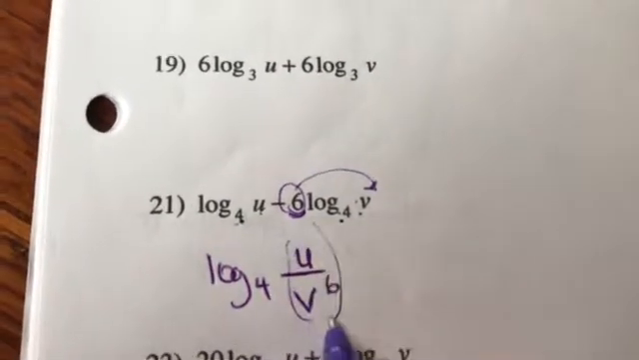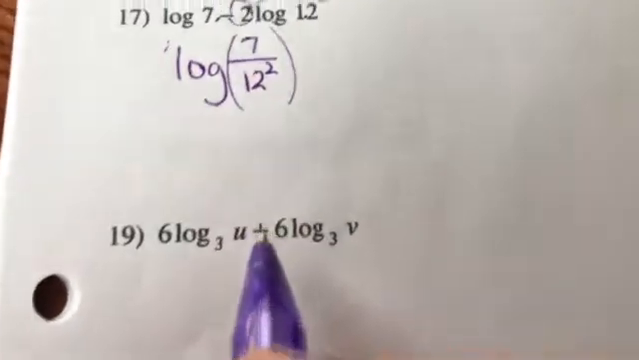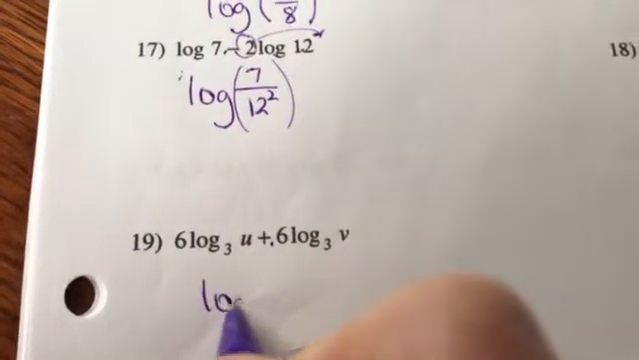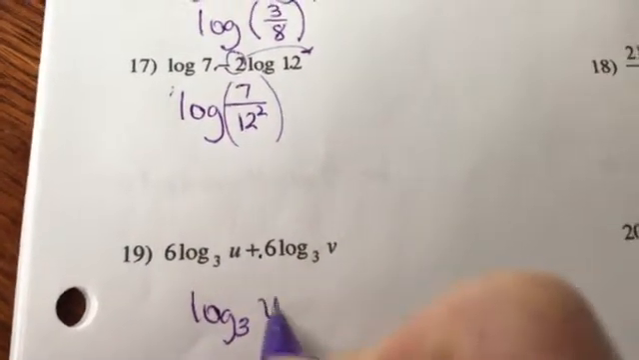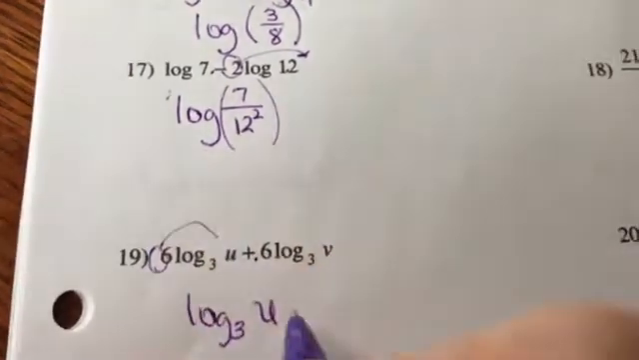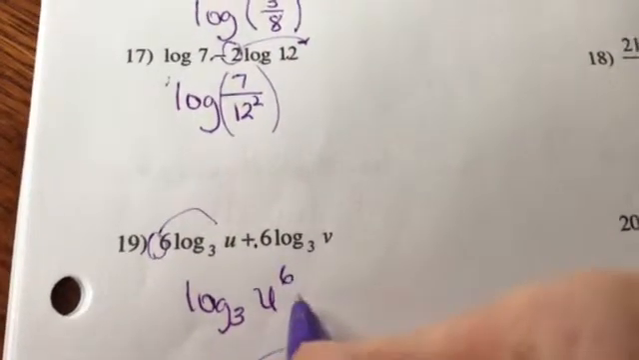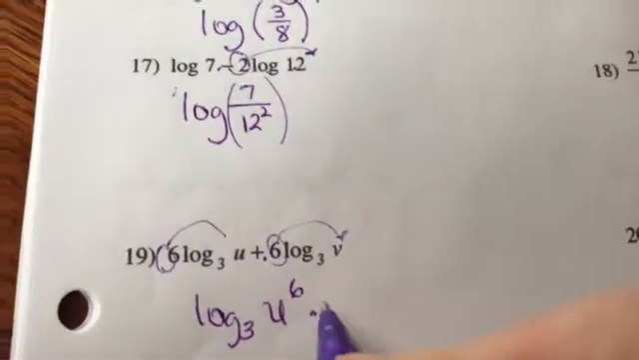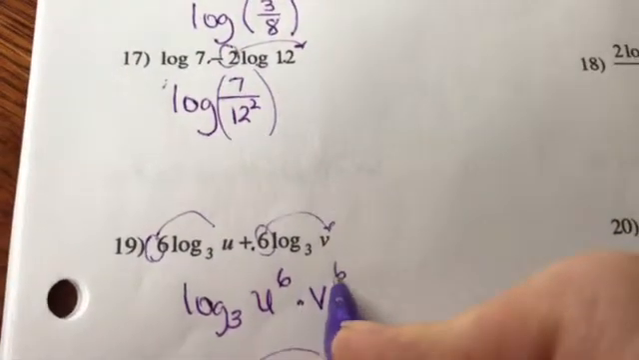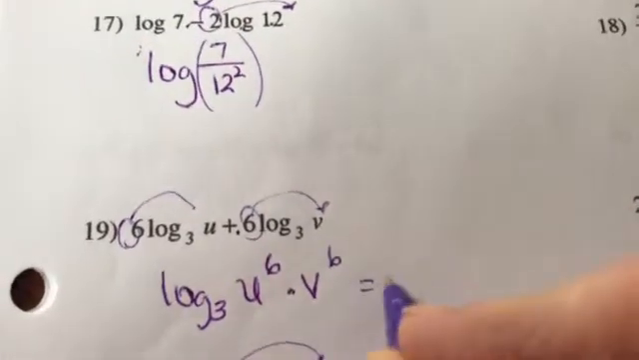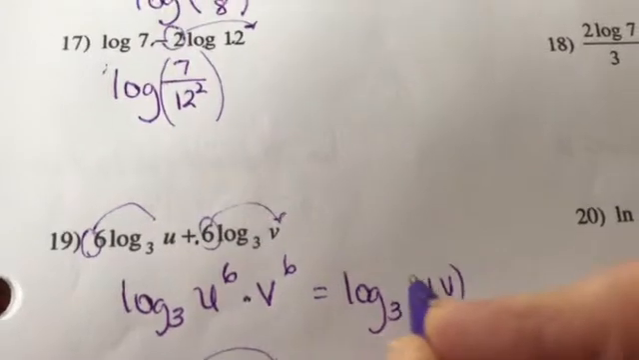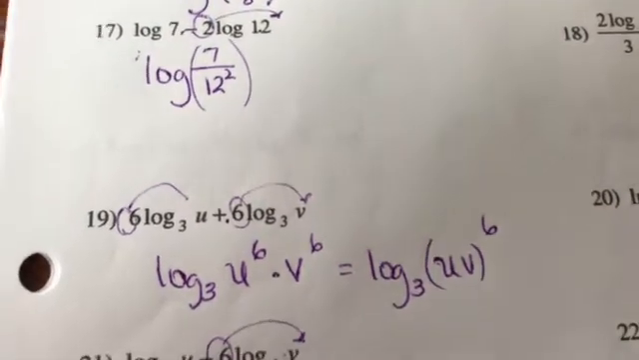I know, craziness, right? And, ooh, see that plus sign? Same base, log base 3. I'm going to write that u to the 6th, and this is going to be times, notice that 6 is going to come up here, v to the 6th. So they're both to the 6th power, so I probably would go ahead and write this log base 3 of uv to the 6th. And that's it.